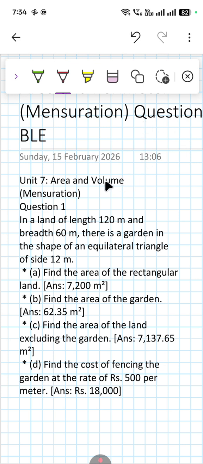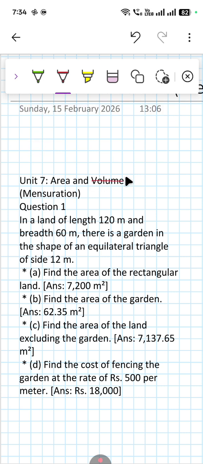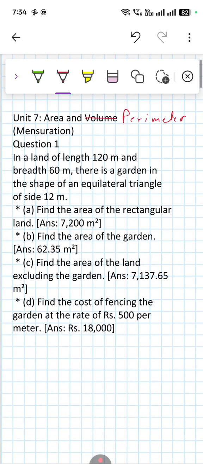Over here, it's written volume, it's not volume, it's perimeter. It's given in the BLE book. Instead of perimeter, they wrote volume over there. So, without wasting time, let's see the questions and how they are going to be solved.